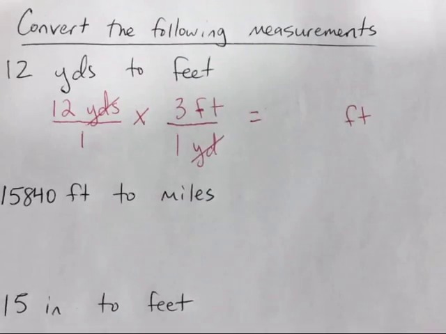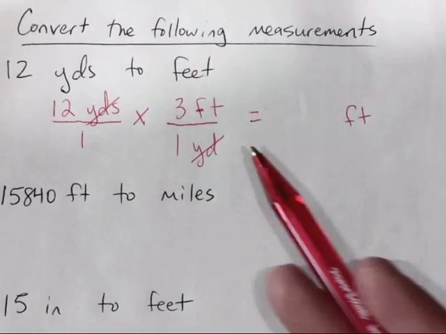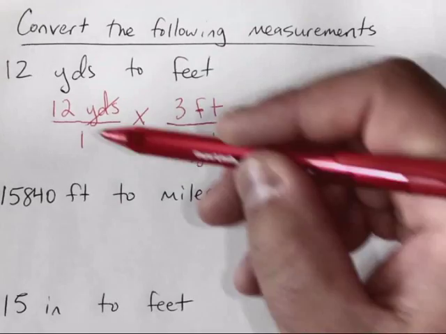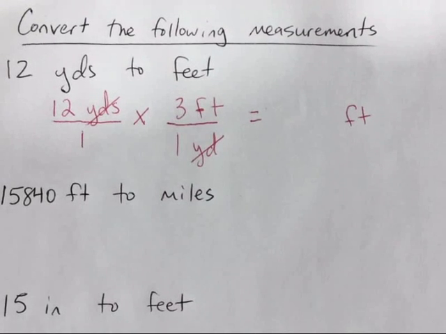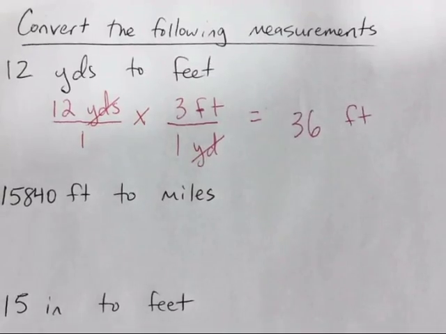Okay, and then from here I essentially just multiply the two fractions. So 12 times 3 is 36, and 1 times 1 is 1. 36 over 1 is 36. So if we wanted to use a unit fraction to do this conversion, that's the method that we would use.